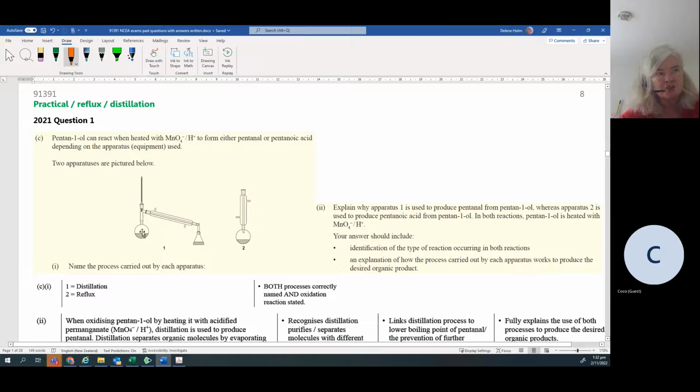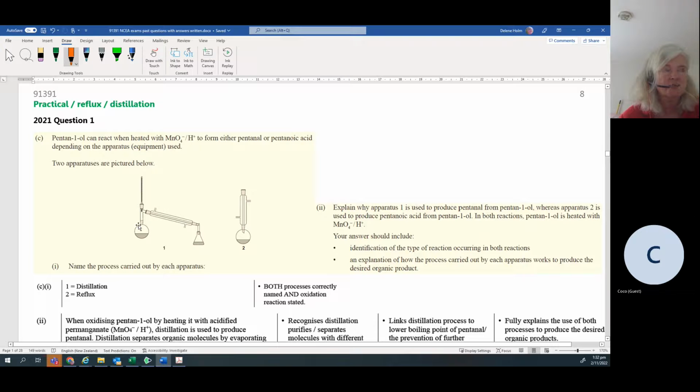This is a distillation where something boils off, and as it's stopped up there, it can't carry on going further up. The gas then moves down here, and this is a cooling tube. Water flows in from the bottom and then flows out at the top, and it cools down the gas, so it forms a liquid and it drops off in here.